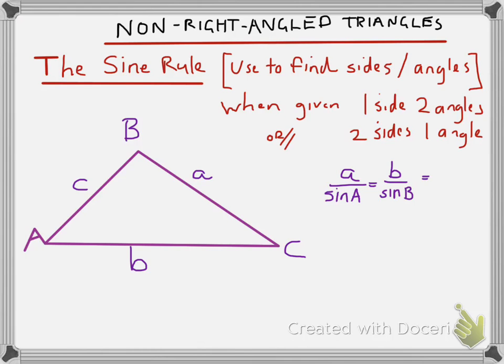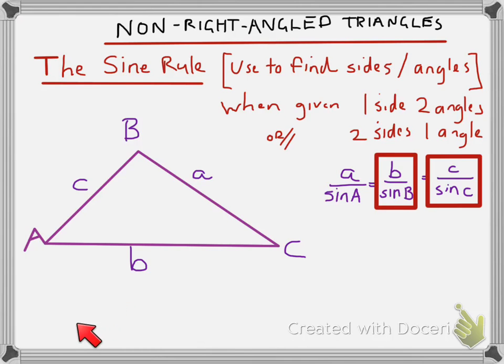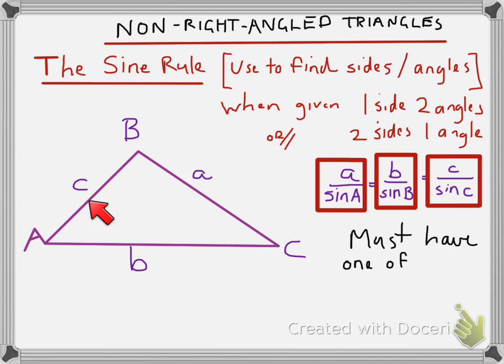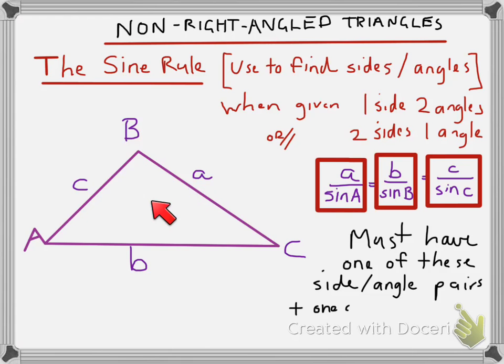Now you'll notice in this diagram that we've labelled the triangle ABC. We use capital letters for the angles A, B and C, and lowercase letters for the sides. Now notice that side A is facing angle A. Likewise, angle B opens out to face side B, and angle C opens out to face side C.